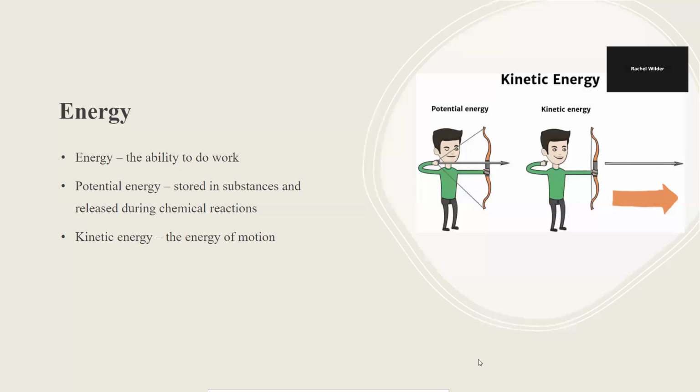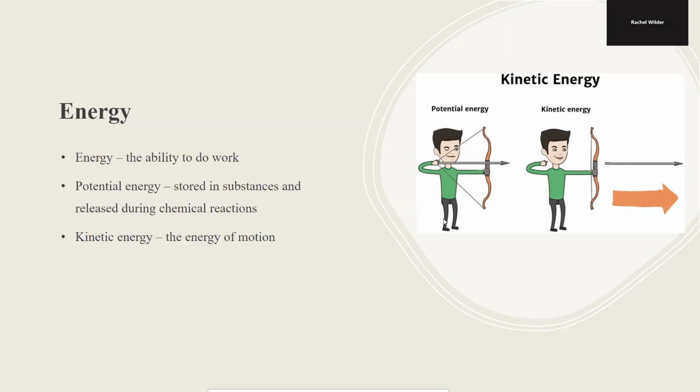And then we have different types of energy. Energy is the ability to do work. And there are two different types that we talk about. Potential energy, which is stored energy that's released during a chemical reaction, and kinetic energy, which is the energy of motion. To simplify this, you can see this image up here. For potential energy, picture an archer pulling a bow back. You're holding that energy. Whereas when he lets go of the arrow, the movement of the arrow would be motion, so kinetic energy.